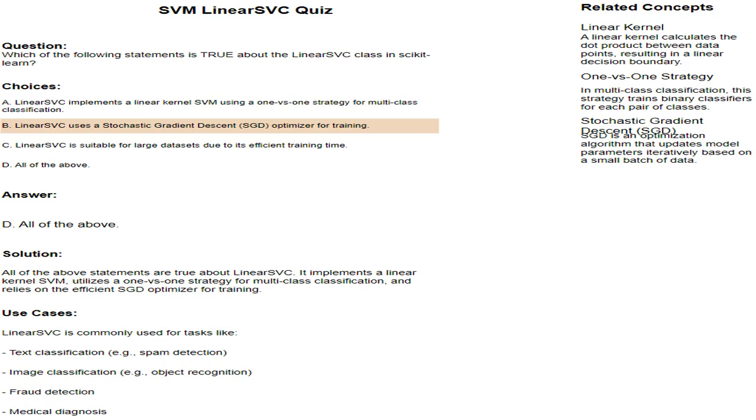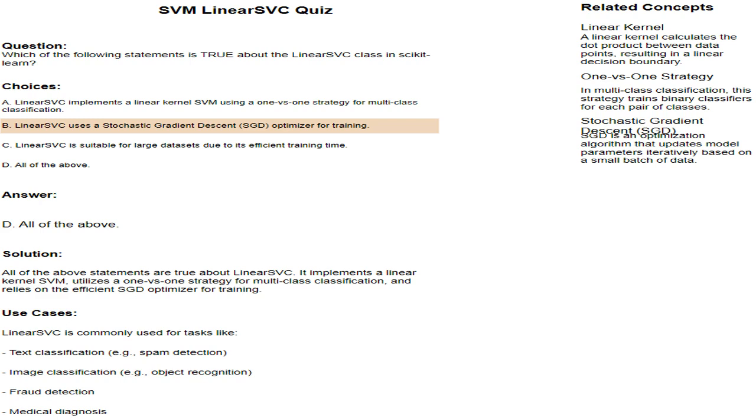This statement is true. Linear SVC relies on the stochastic gradient descent (SGD) algorithm for training. SGD is an iterative optimization method where model parameters are updated based on gradients calculated from a small batch of data points. This makes the training process efficient, especially for large data sets.